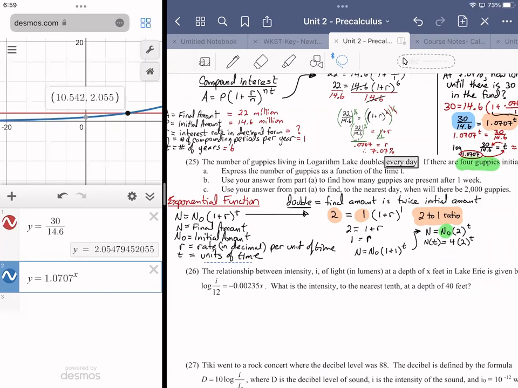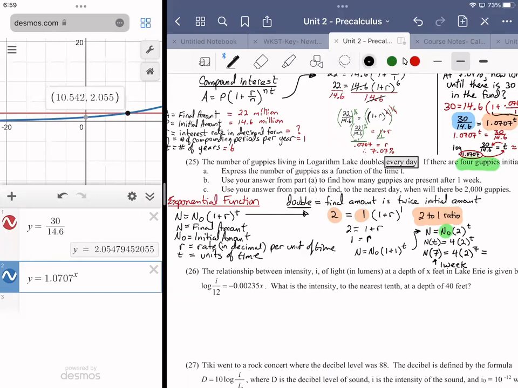Well, if t is a unit of time and time is measured in days, that's just asking me to find N of 7. That's 1 week. So 4 times 2 to the 7th power.